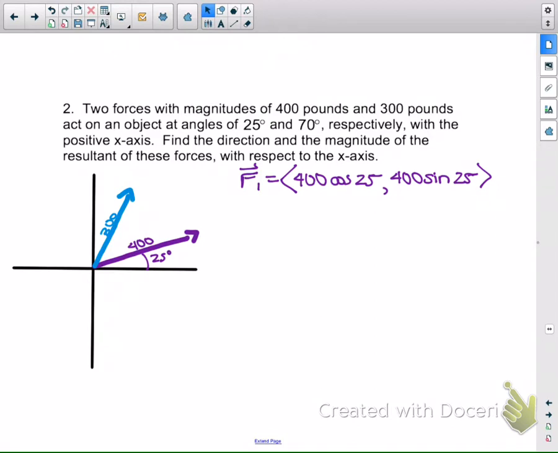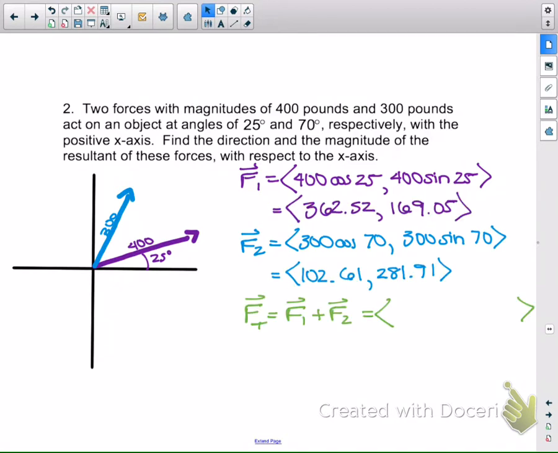Okay. Then we'll set up the same thing for force 2. For component form for that, we're going to do what? 300 cosine of 70, 300 sine of 70. So take a minute, type those in your calculator. All right, so find your total force by adding them together. Then it asks us to find two things from that, direction and magnitude. So see if you can finish that out from there.